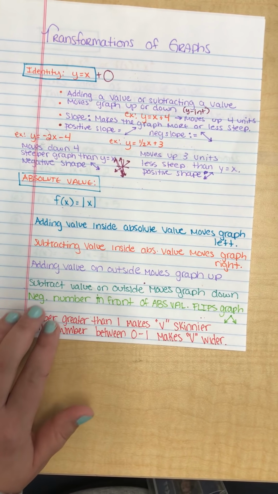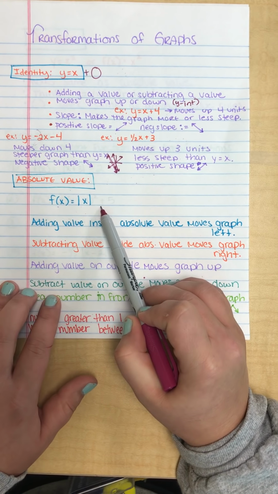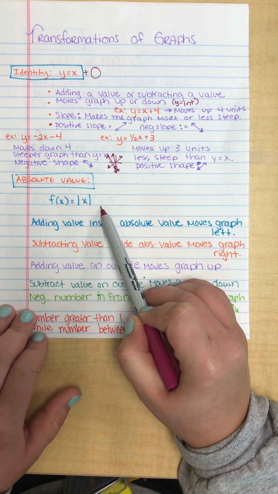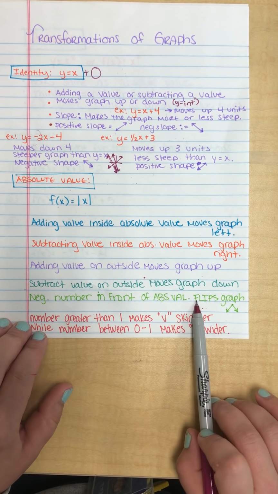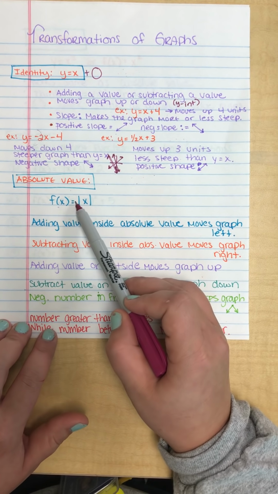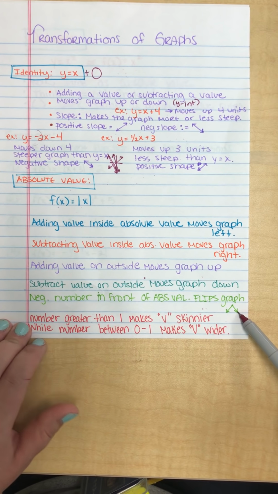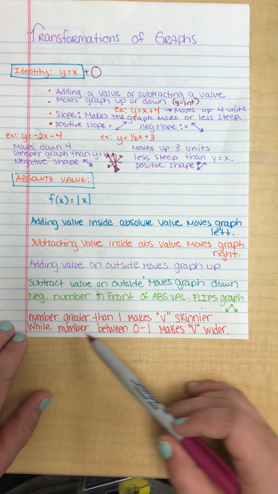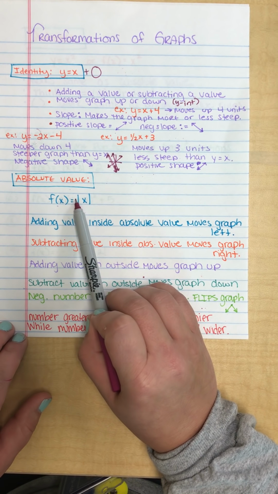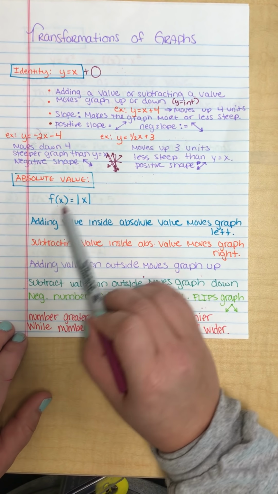Our V might be like right here, or it might be over here if we add or subtract a value. All right, adding a value on the outside, outside the absolute value, moves it up and down. Subtracting it moves it down, adding it moves it up. A negative number in front flips the graph. So if I had a negative number right here, it would go upside down. And then finally, a number greater than 1 makes your V skinnier. So if this number out here is bigger than 1, it makes it skinnier. If it's a decimal or a fraction, it makes it wider.